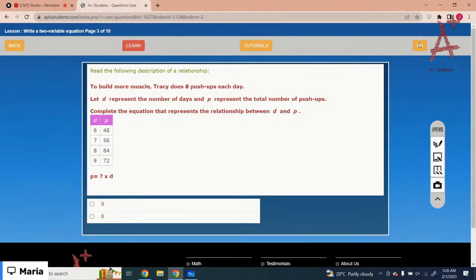Okay, the next one is to build more muscles. Tracy does 8 push-ups every day. Let D represent the number of days and P represent the number of push-ups. Complete the equation that represents the relationship between D and P. So which is the correct option? P equals what times D? So it is, yes, it is 8 times D. P equals 8 times D. Got it?